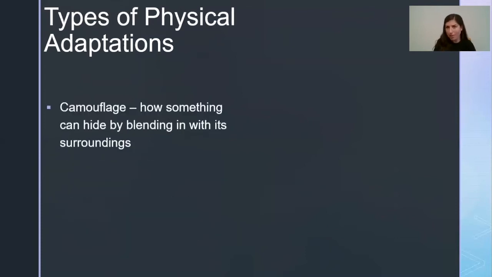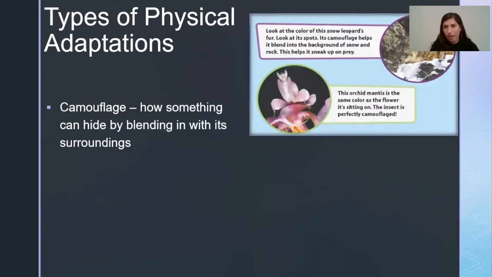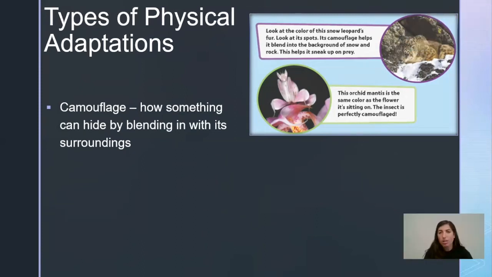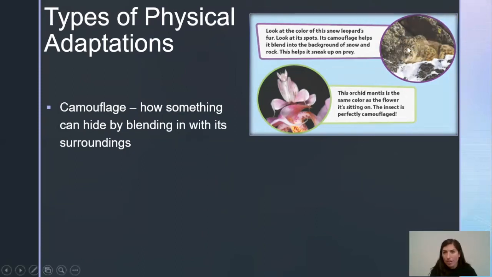The first one, which I was using at the beginning of our video, is camouflage. It's how something can hide by blending in with its surroundings. So we look at two examples over here. One shows this snow leopard right here. It's very hard to see it. It says, look at the color of this snow leopard's fur. Look at its spots. Its camouflage helps it blend into the background of snow and rock. This helps it sneak up on its prey. It's not able to be seen very well in that environment. It's camouflaging in with that surrounding.